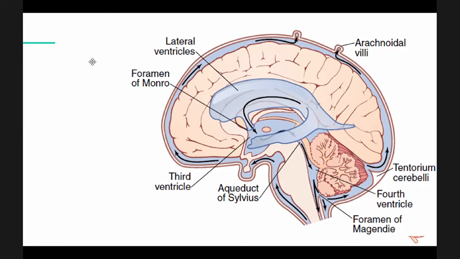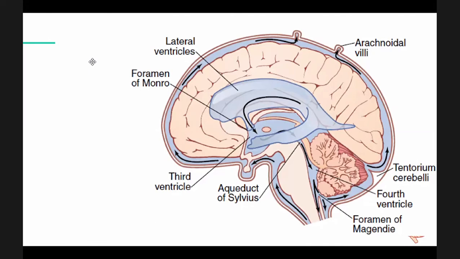And the CSF will now go to the lateral ventricles. And then you have the foramen of Monro. And then next to that is the third ventricle. So the CSF fluid will now enter into the aqueduct of Sylvius.